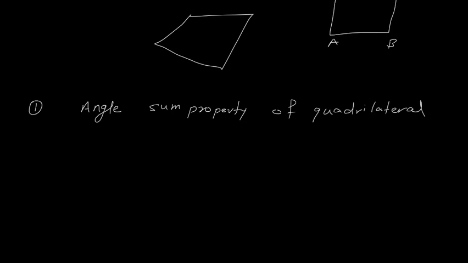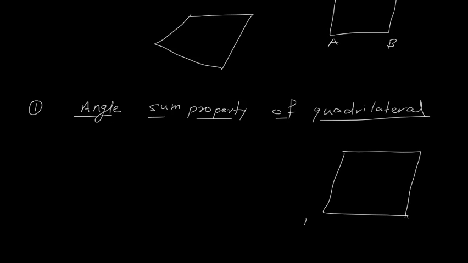Let us see a few properties of quadrilateral. The first property is the angle sum property of quadrilateral. Now what is the angle sum property? The angle sum property of quadrilateral is that the sum of all four angles of a quadrilateral is 360 degrees.